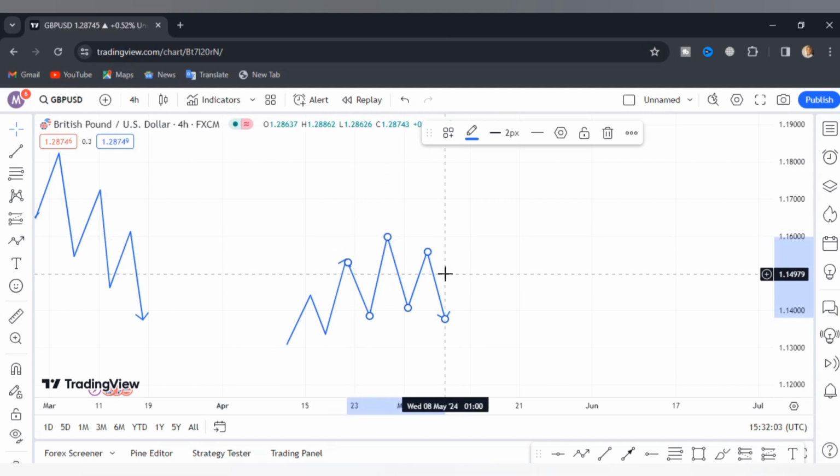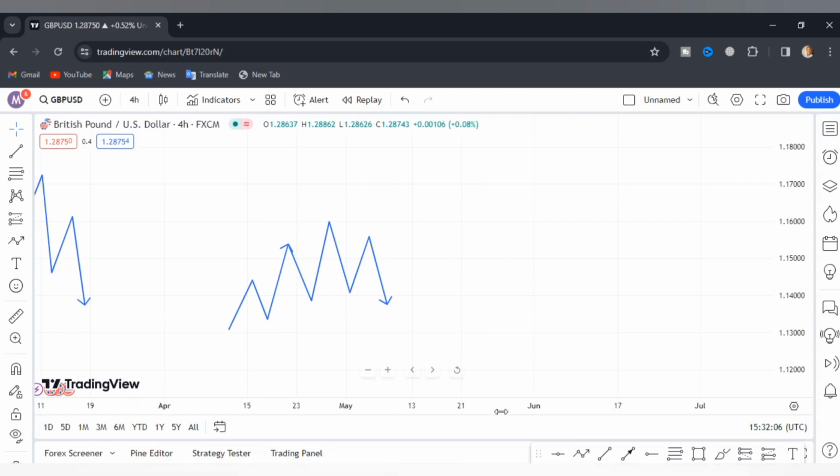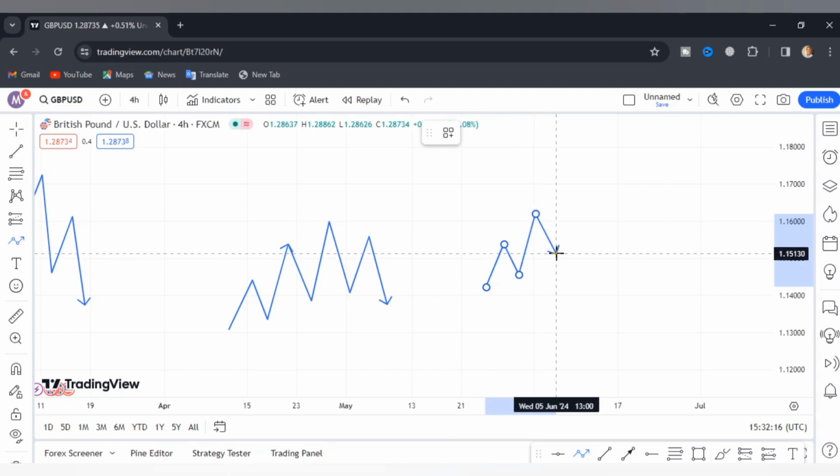And there is what we call the double bottom. It's also a reversal pattern. For example, if the market is moving like this, if the market is bullish like this, it will make a double bottom.